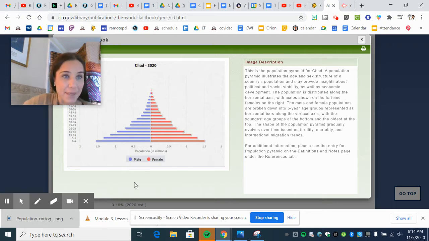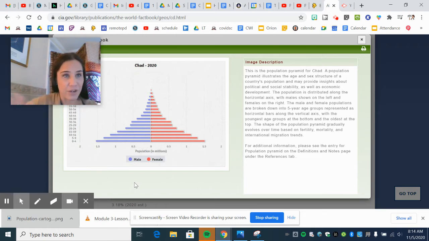Now, when we talk about males and females with regard to population, we're talking about sex. We're not talking about gender identity. So this is purely biological. And the reason why we say males and females is because we're talking about the potential for reproduction to create more people.